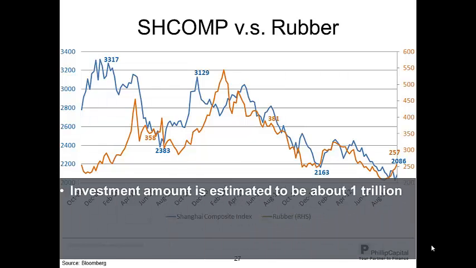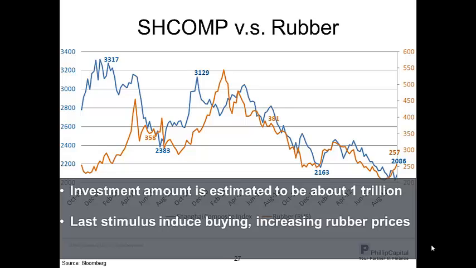The investment amount approved for the project is estimated to be about 1 trillion yuan. Although the amount is much smaller compared to the massive stimulus of 4 trillion yuan during the 2009 financial crisis, it is also likely to be helpful in spurring economic growth in China, thereby driving rubber demand momentum.